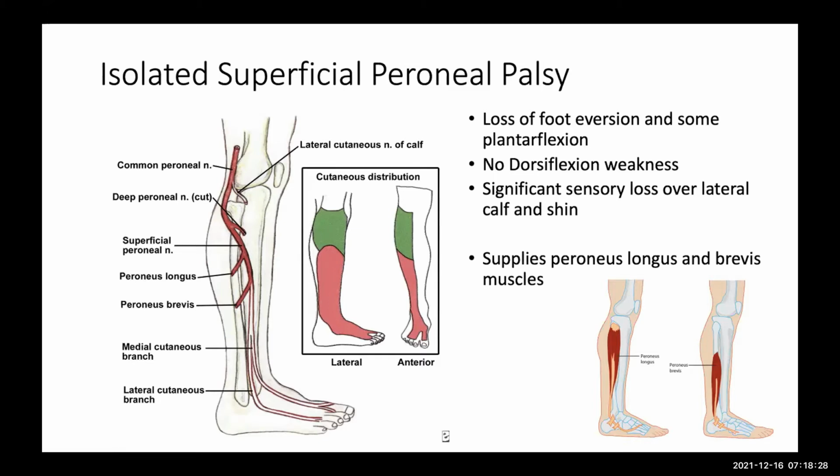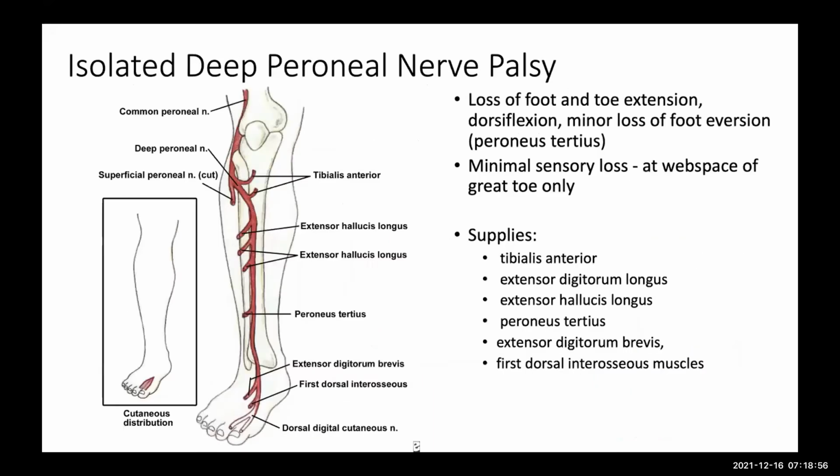As you can see on the picture there, the green part is the common peroneal nerve innervation from the lateral cutaneous nerve of the calf. This goes down the outside of the calf and the shin into the top of the foot, but doesn't go into the web space, which it leaves for the deep one. So remember, superficial is lots of sensory loss and loss of eversion.